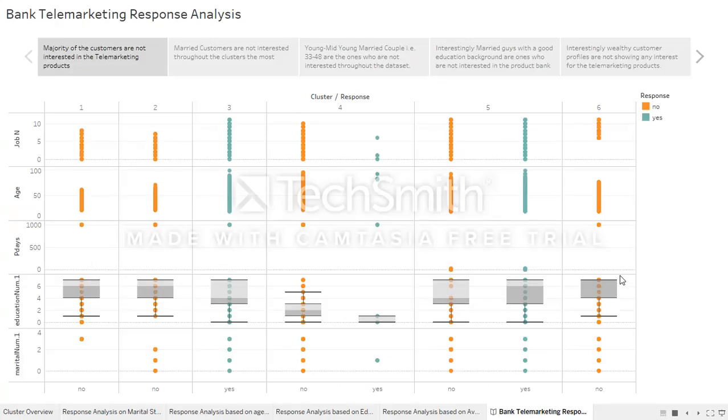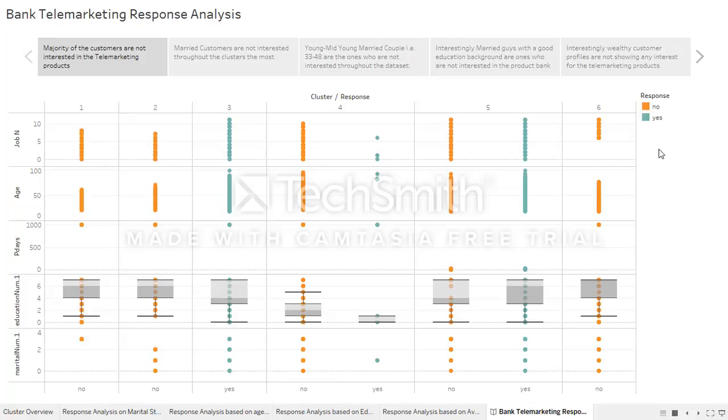Then we imported all of our cleansed and modified data into Tableau and created clusters through the k-means clustering method, with the seed variable being set to 1234 and the number of clusters being 6.